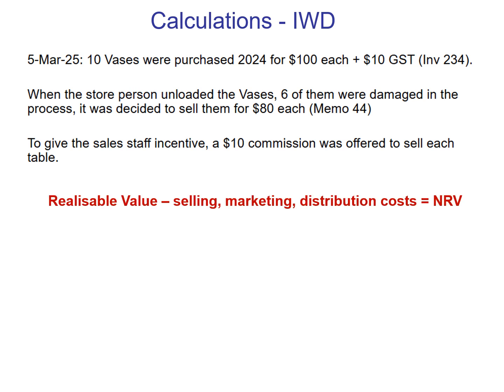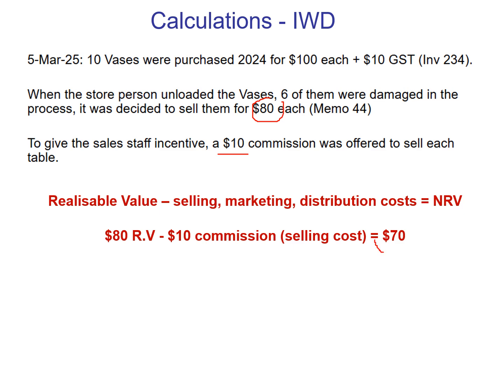So our NRV formula is our realisable value, $80, minus any selling, marketing or distribution costs. We don't have any marketing or distribution costs, but we certainly have a selling cost right here with that $10 commission. So therefore our $80 RV minus our selling cost gives us an NRV of $70.